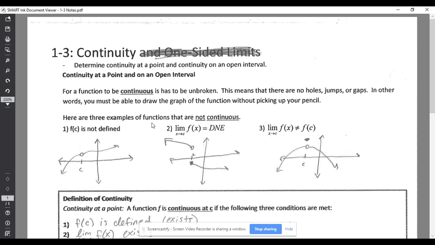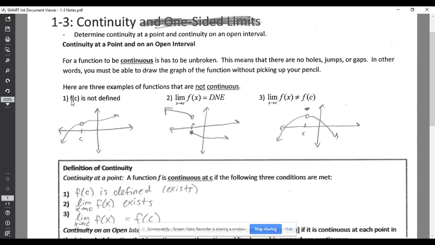So here are three examples of functions that are not continuous. In this first one, f of c is not defined. So we have a hole right here. That would be a discontinuity. The second type is if a limit doesn't exist. In this case, the limit doesn't exist because the left and the right don't meet up. So that would be a discontinuity.